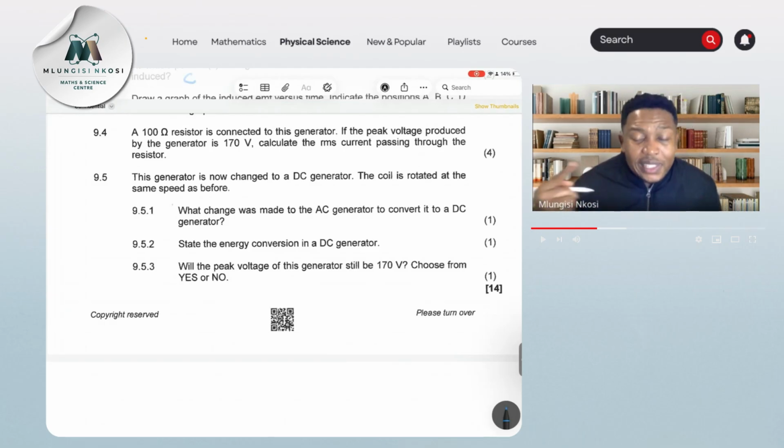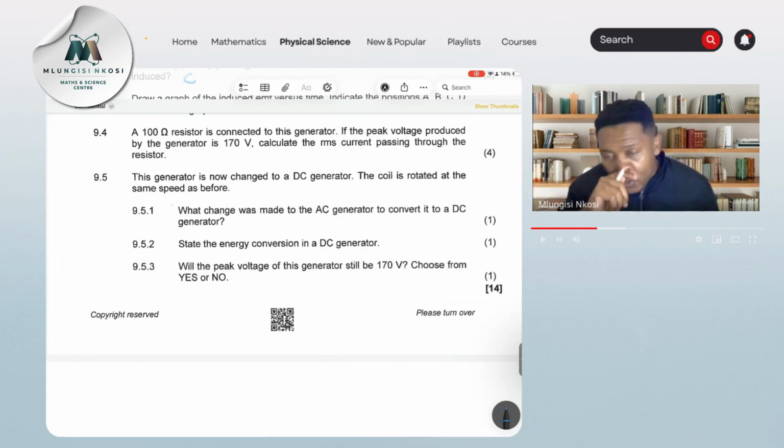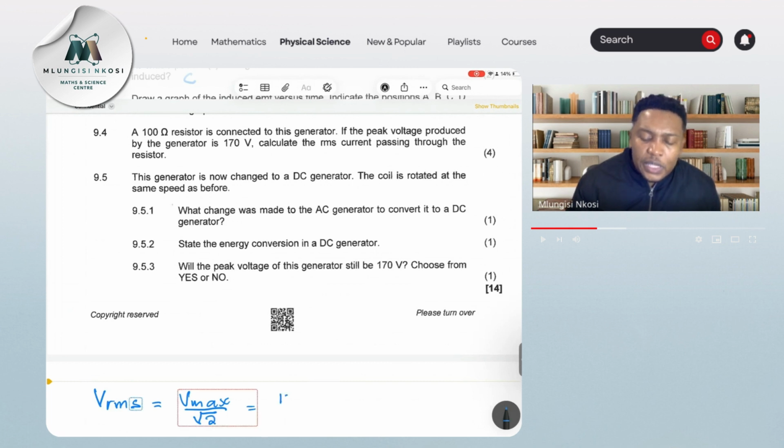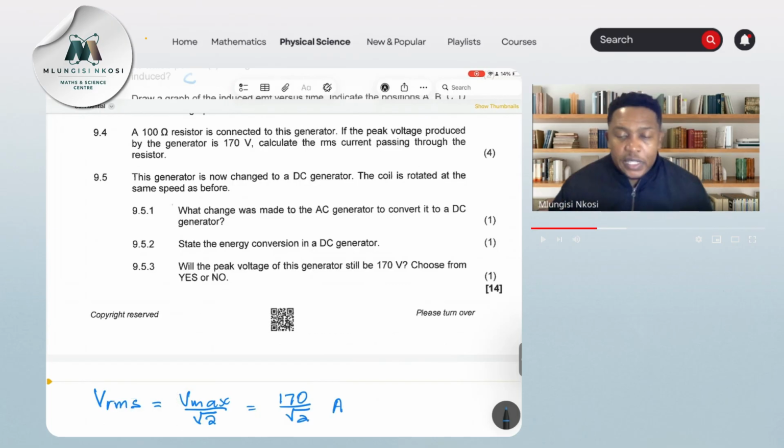Remember that Ohm's law still applies, right? So we're given the resistance, we are given also the voltage. However, they've told us that this is the peak voltage. So in order for us to calculate RMS, firstly, we need VRMS. So VRMS is Vmax divided by the square root of 2. And so that's 170 divided by root 2. Okay, and that is our RMS voltage. Okay, that's volts, not amperes.